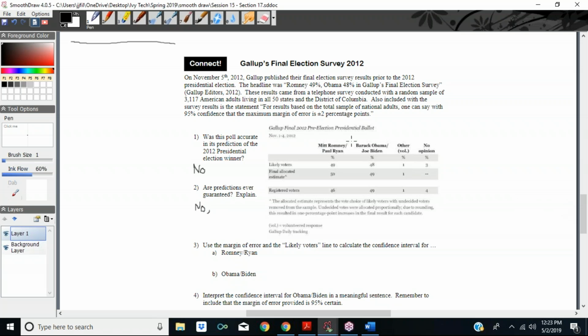So think about the prediction in terms of this poll. They interviewed 3,000 American adults. How many American adults are there? A lot, right? More than that.